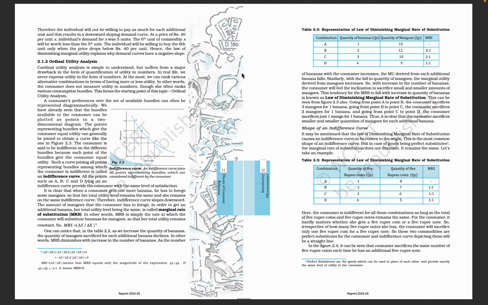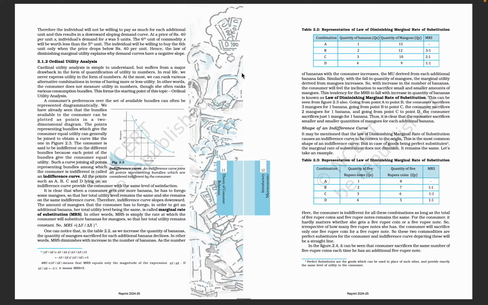Shape of an indifference curve. It may be mentioned that the law of diminishing marginal rate of substitution causes an indifference curve to be convex to the origin. This is the most common shape of an indifference curve. But in case of goods being perfect substitutes, the marginal rate of substitution does not diminish. It remains the same. Let's take an example.